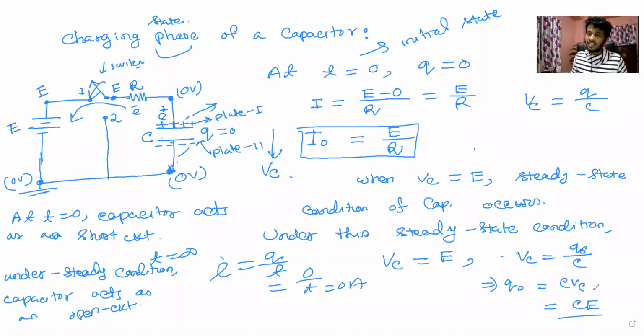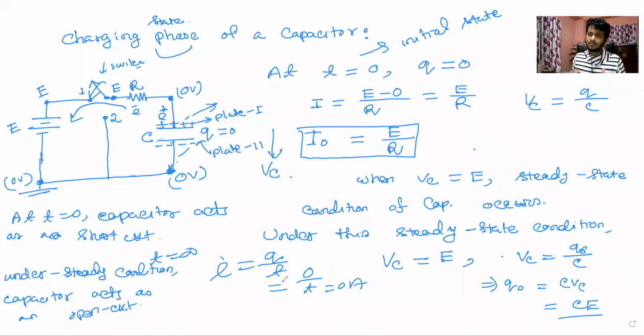Okay. So what is E here? E is the maximum voltage across this capacitor, or we can say that E is the voltage of the power supply. Okay, fine. And what would be the current under steady state condition? It is nothing but 0 ampere.